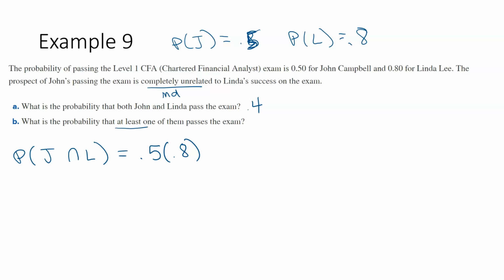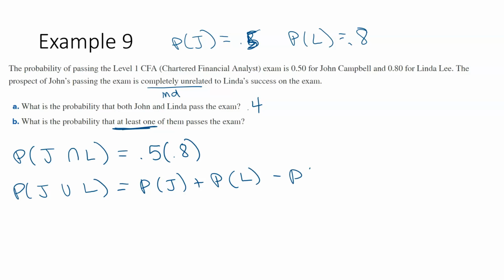What is the probability that at least one of them passes? Well, at least one would be John or Linda. So that's the probability of John plus the probability of Linda minus both of them passing. So that's 0.5 plus 0.8 minus, and we got that previous answer before, 0.4, and so that's going to be 0.9.